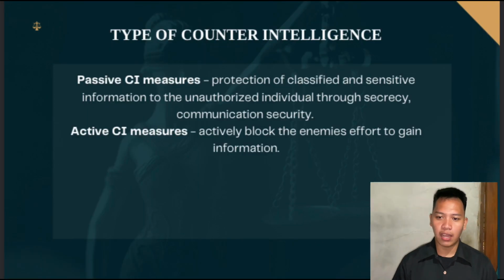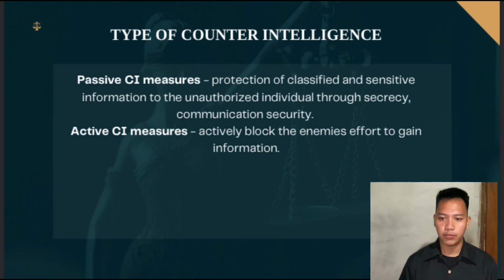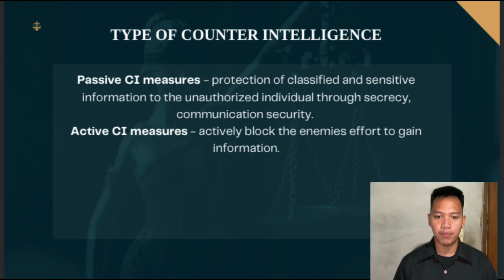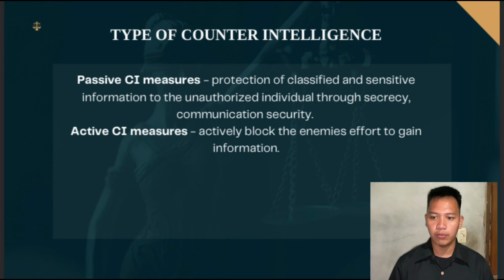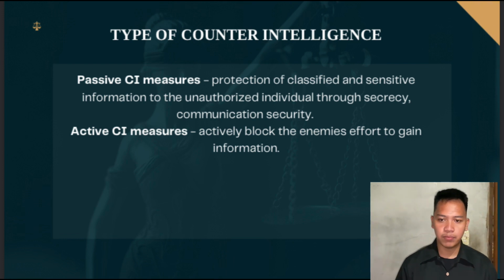We have two types of counterintelligence. First, passive counterintelligence measures: protection of classified and sensitive information from unauthorized individuals through secrecy and communication security. Second, active counterintelligence measures: actively block the enemy's efforts to gain information.